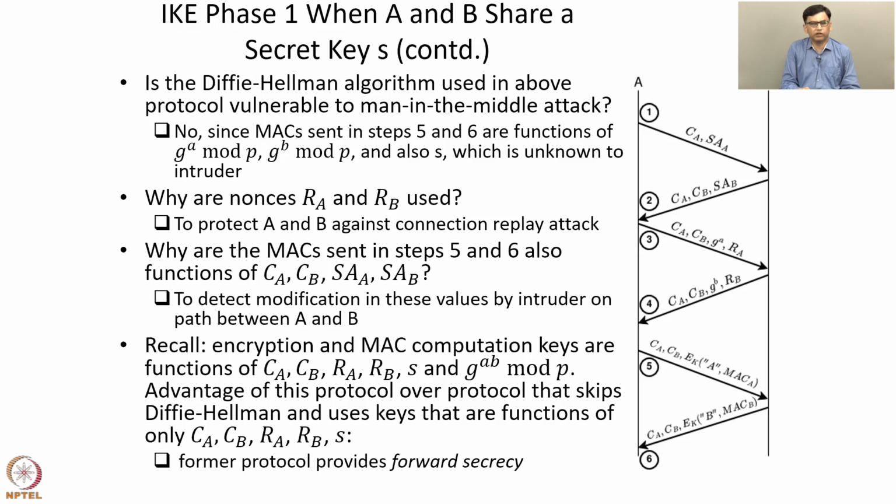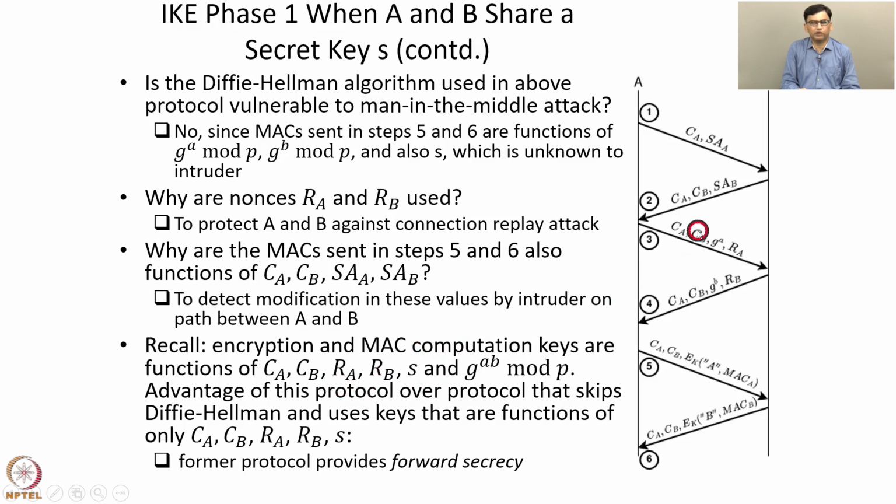can be decrypted by the intruder. Since the Diffie-Hellman algorithm is used, even if an intruder later on somehow gets the secret key S, even then, just by recording the messages exchanged over the channel during these steps, the intruder cannot calculate the value g to the power ab mod p, because a property of Diffie-Hellman is that just by using the values exchanged over the channel, one cannot calculate the shared secret key g to the power ab mod p. It is computationally infeasible to calculate g to the power ab mod p. Hence the use of Diffie-Hellman results in forward secrecy.